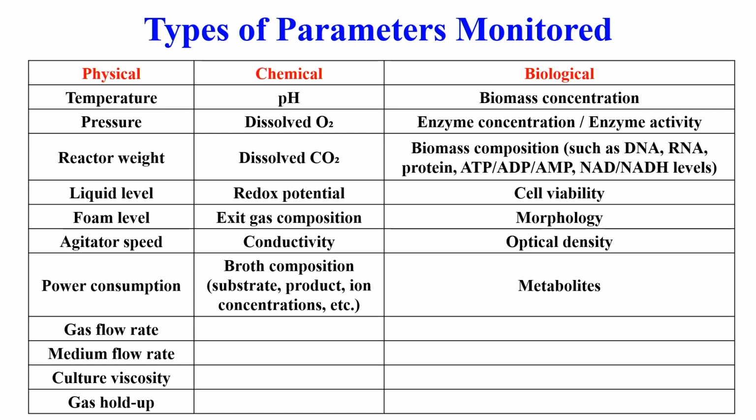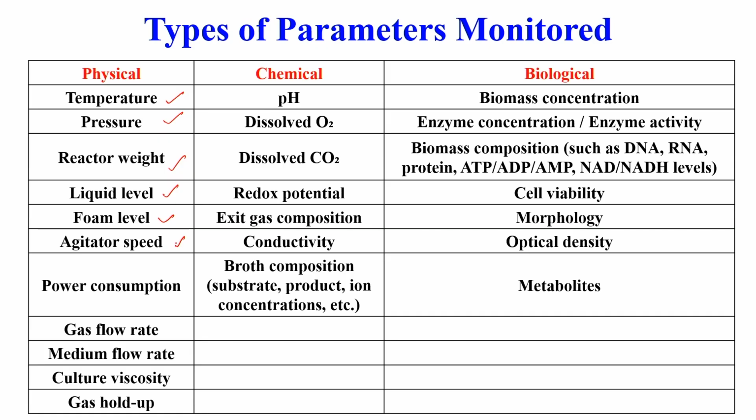Now, what are the parameters which are important in bioprocessing? These parameters can be classified as physical, chemical and biological parameters. There are many, but it is not possible to monitor and maintain all the parameters, but I have listed most of them here. For example, in case of physical parameter, temperature is an important parameter. Next comes the pressure, the reactor weight, or you can say working volume, liquid level, again related with working volume, foam level, this is not desired, but if it is there, some corrective measures need to be taken.